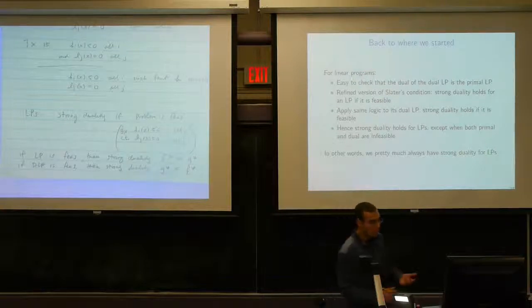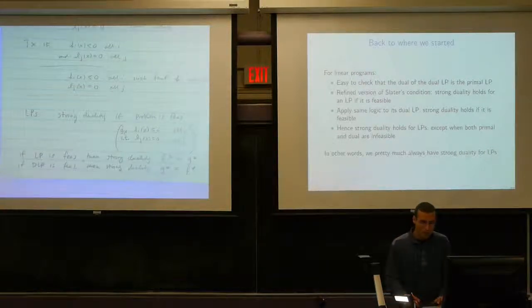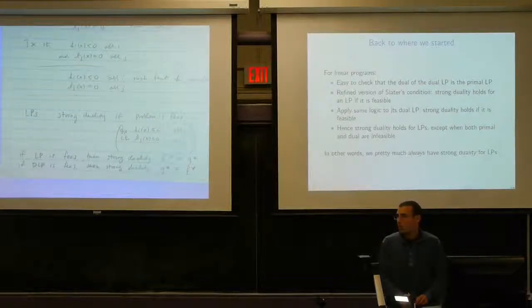So in other words, you can think of the takeaway message as: you pretty much always get strong duality for LPs. Okay? And if you're worried that you're not going to get strong duality, look at the dual, look at the primal. If either one is feasible, you'll have strong duality.